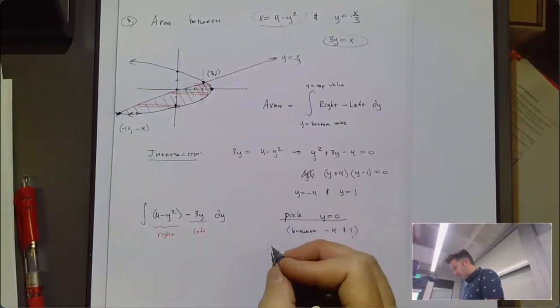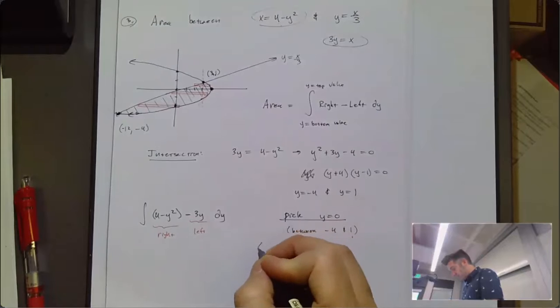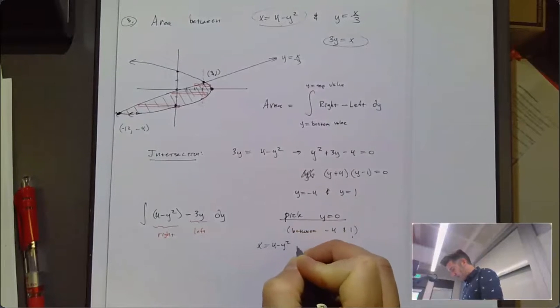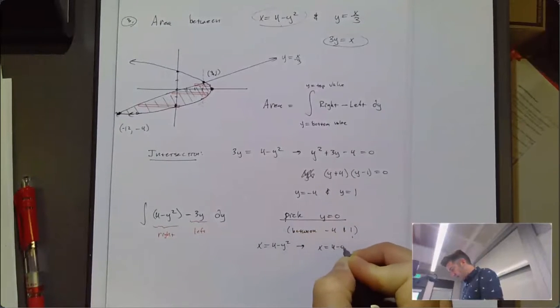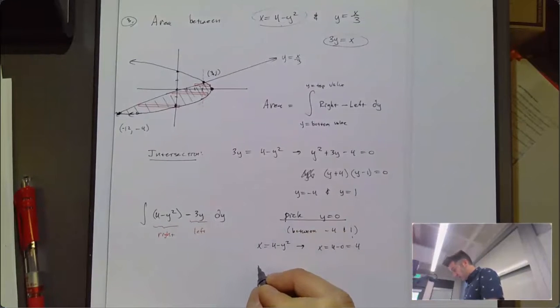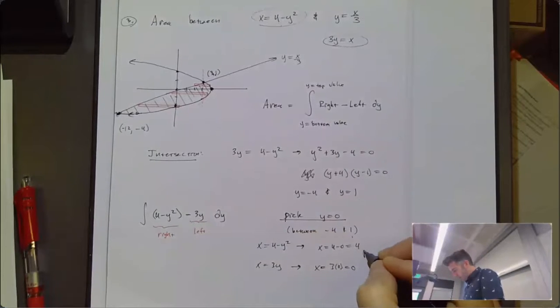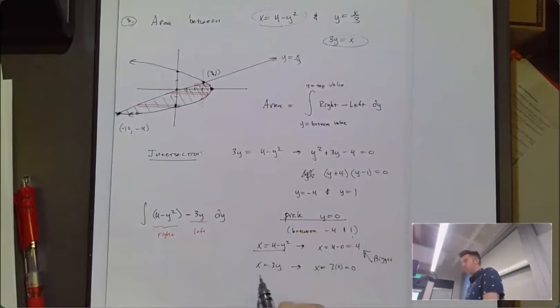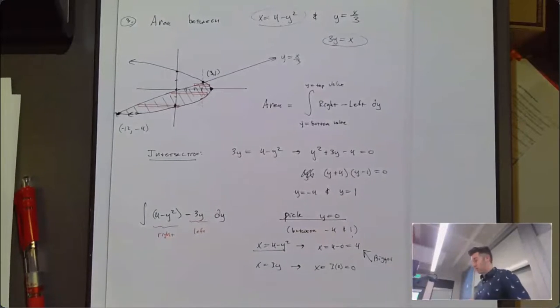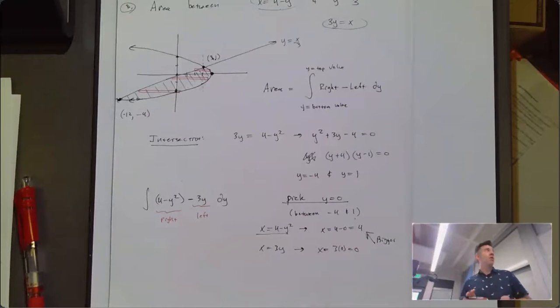Then for the first function, x equal to 4 minus y squared, we're going to get x equal to 4 minus 0. And for the second function, x equal to 3y, we're going to get x equal to 3 times 0, which is 0. And 4 is the bigger value. So this is the rightmost function, which is what we already saw. So again, you really don't have to draw the functions here. It's a good idea, it's nice, but if that's hard for you, a lot of the time you can skip it.